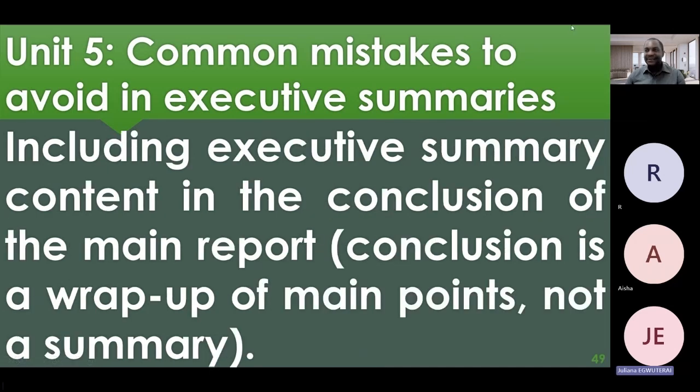All right, so let's continue. Another common mistake is including executive summary content in the conclusion of the main report. A conclusion is a wrap-up of the main points, not a summary. You cannot include the full content. In your main body, you have the conclusion and recommendation. If for each point you wrote about three lines, shorten them to one line. Don't include the full content in your executive summary. Wrap up the main points and summarize in your executive summary.